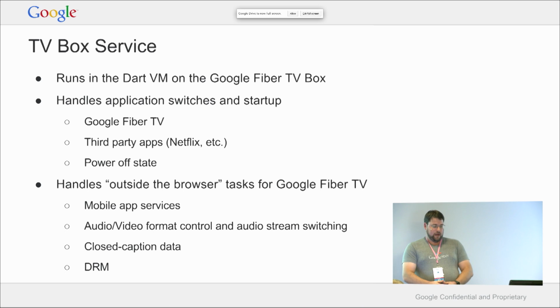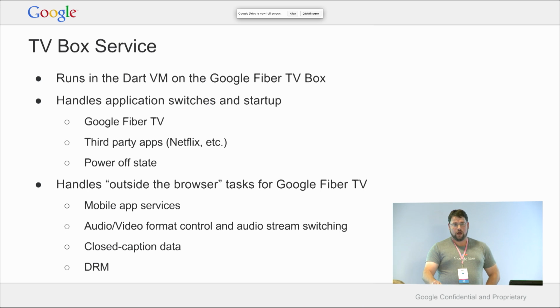Also, we've got a TV box service. This is outside the browser again, and this is handling things that the browser can't do. Specifically, we need to be able to switch applications. We need to be able to start Google Fiber TV when we want. We need to be able to shut it down, switch to a third-party app, say Netflix or YouTube, and we also need to be able to turn it off. And once we turn it off, we need to be able to turn it back on again. So we needed some additional smarts outside of the browser to be able to do all that.